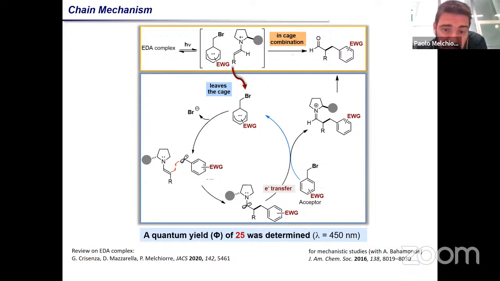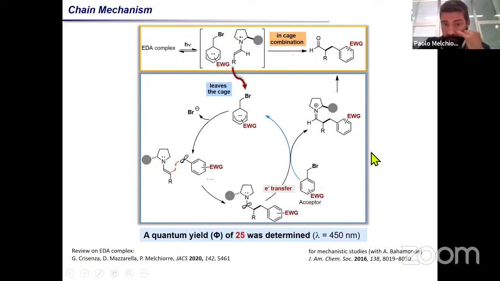This is fully consonant with the fact that we measured the quantum yield of the overall process that is about 25. This roughly indicates that for any photon absorbed by the enamine-based EDA complex, at least 25 molecules of the final product are generated. So here, the photochemistry of the EDA complex serves as a sort of initiation that kicks in the first radical in this radical chain propagation cycle.